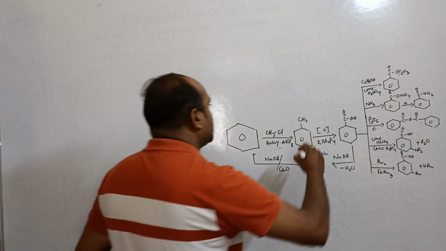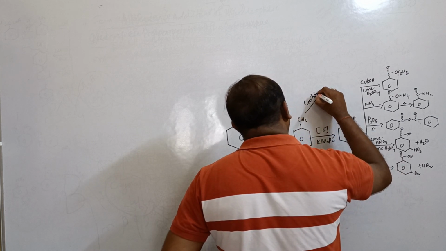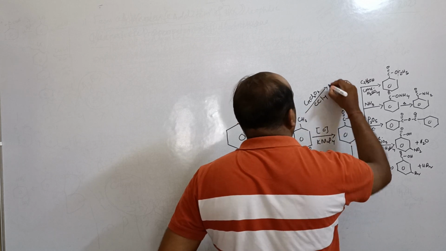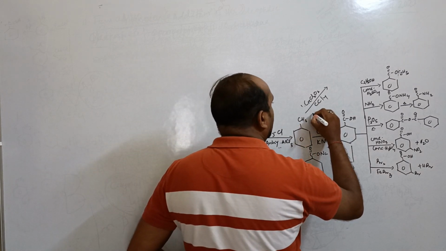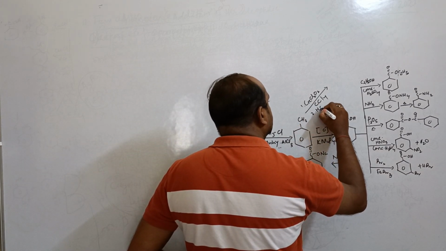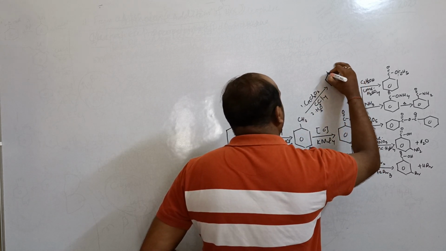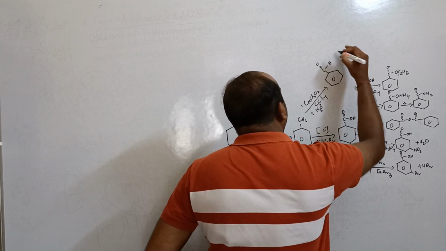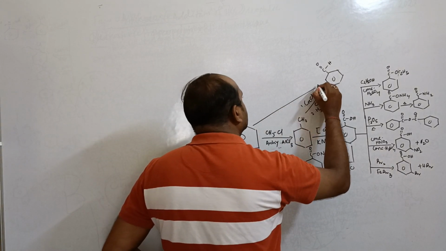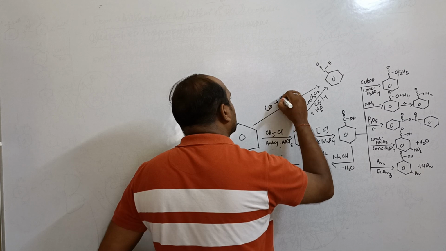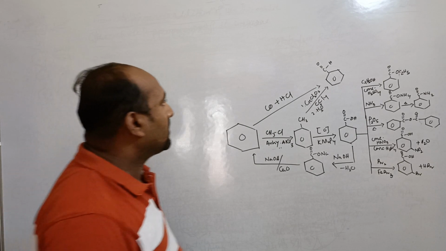Okay. Again, toluene is treated with chromyl chloride in presence of CCl4 to form a brown color complex, which on further hydrolysis in acidic medium forms benzaldehyde. Okay, this reaction is called Etard's reaction. Again, benzene is treated with carbon monoxide and HCl to give benzaldehyde. This reaction is called Gattermann-Koch reaction.